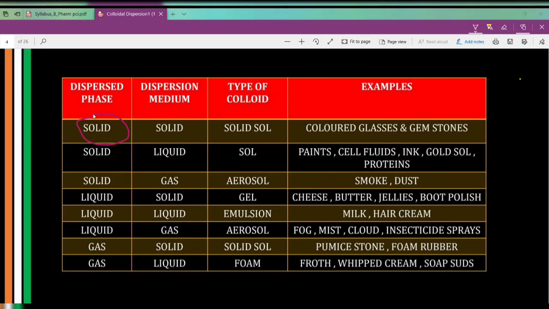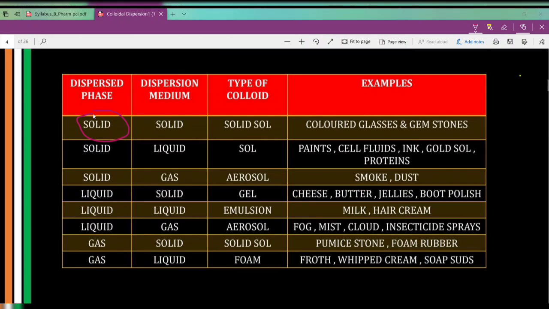So that's why examples like the colored glasses or salt gemstones are ones you should remember for the competitive exam, because this is a little bit uncommon. After that, you can also see the examples of the different dispersed phases and dispersion media, like solid and liquid.